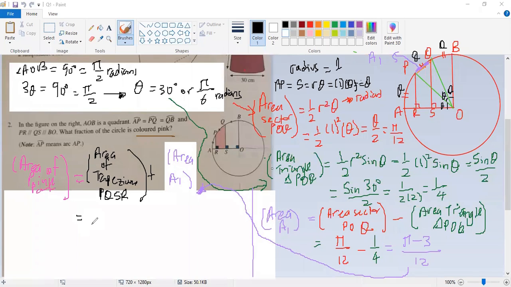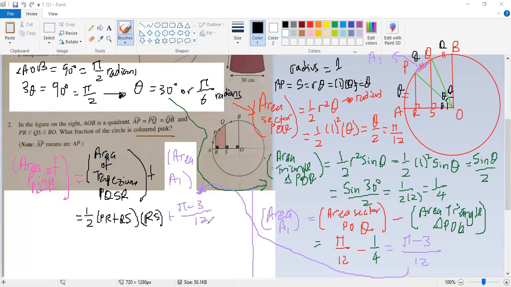Let's do the area of the trapezium PQRS. How can we find the area of the trapezium PQRS in terms of this? We need to find the length of PR. I'm just going to write the formula here: half of PR plus QS, and then multiply by the height, which is RS. This part we have already done. We know this is going to be pi minus 3, the whole thing over 12.